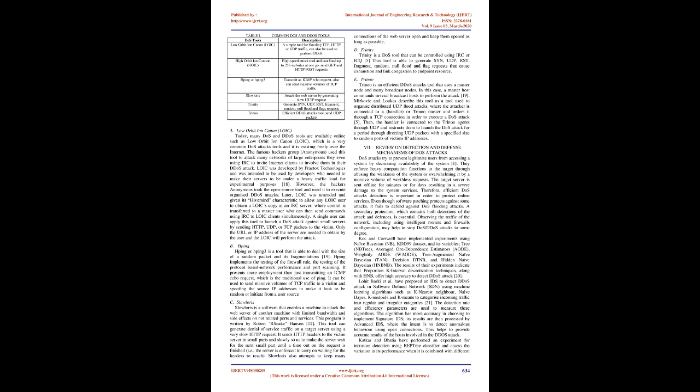Slowloris. Slowloris is software that enables a machine to attack the web server of another machine with limited bandwidth and side effects on unrelated ports and services. This program was written by Robert "RSnake" Hansen [12]. This tool can generate denial of service traffic on a target server using very slow HTTP requests. It sends HTTP headers to the victim server in small parts and slowly so as to make the server wait for the next small part until the timeout on the request is reached, i.e., the server is forced to carry on waiting for the headers to arrive. Slowloris also attempts to keep many connections of the web server open and keep them open as long as possible.